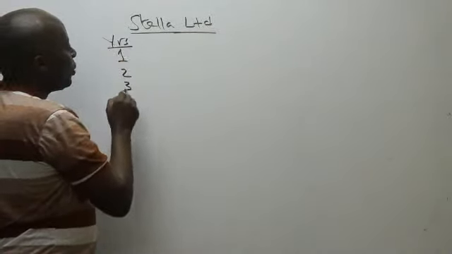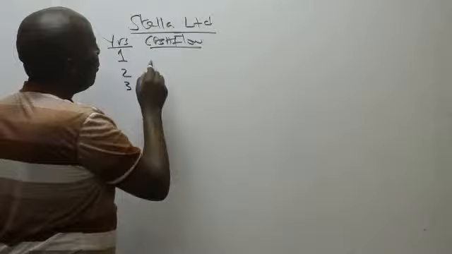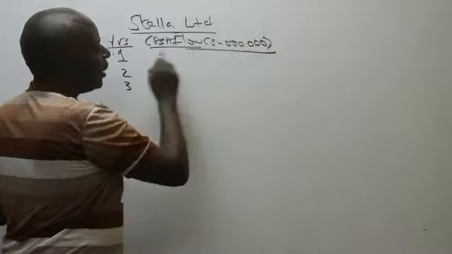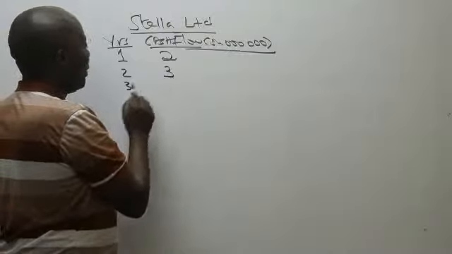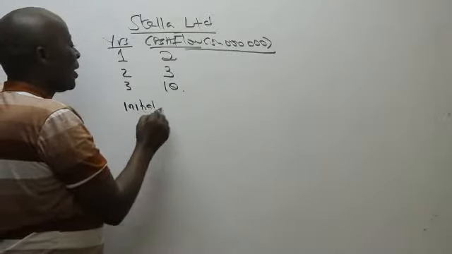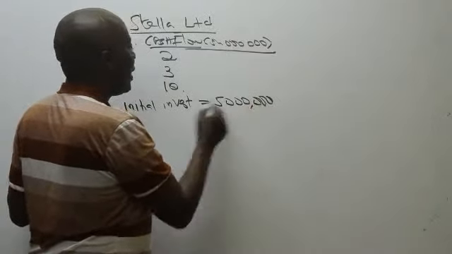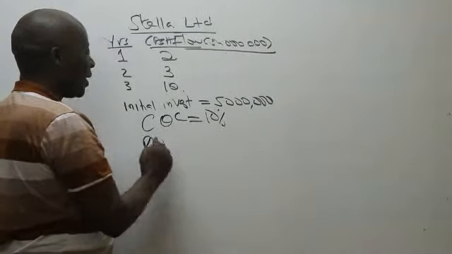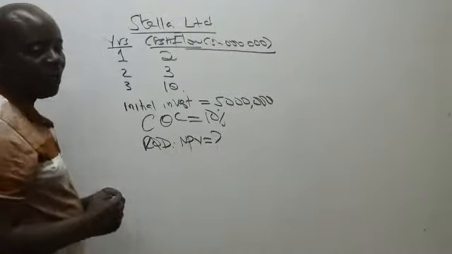We have year 1, year 2, year 3. This lady has begun a 3-year project venture. Year number 1, in terms of shillings, Stella cannot lack money. This is the name of money. So year 1, Stella will get 2 million. Year 2, Stella will get 3 million. Year 3, Stella will get 10 million. And then the initial investment was 5 million. And then her COC is 10%. So we are required to get Stella Limited's net present value.